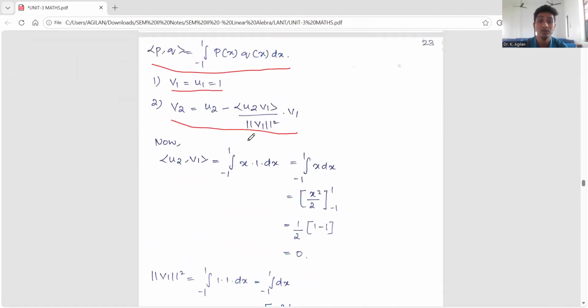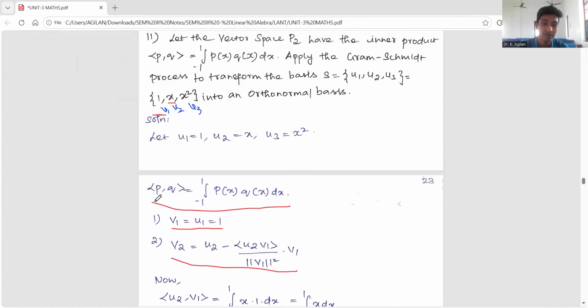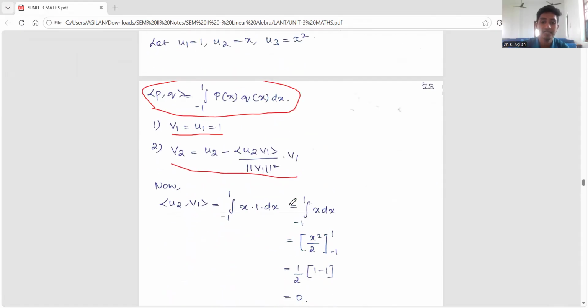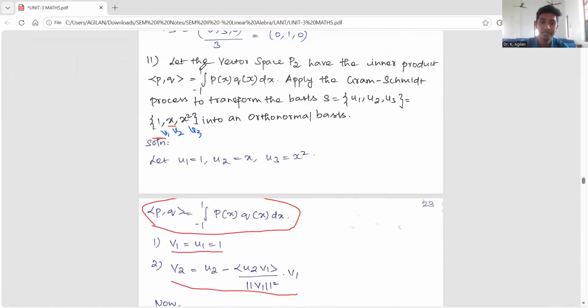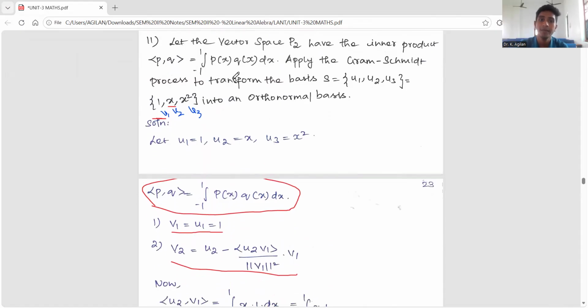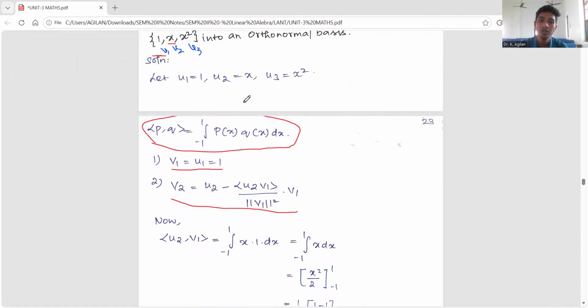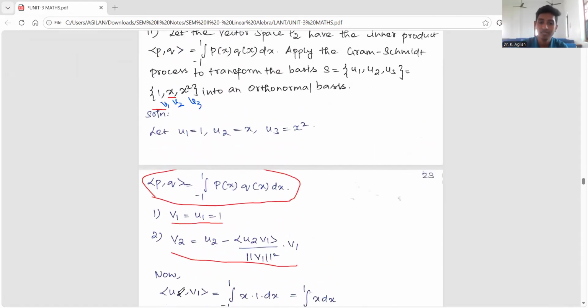Substitute these two values into this format. For the previous problem, we just applied the inner product to the vectors, right? But here we need to substitute in the format of the integral from -1 to 1 of p(x) q(x) dx. p(x) is nothing but u1, and q(x) is nothing but v2. That means the two terms.